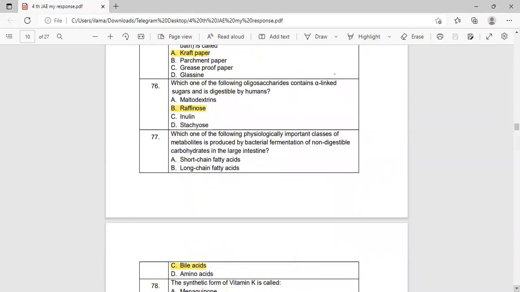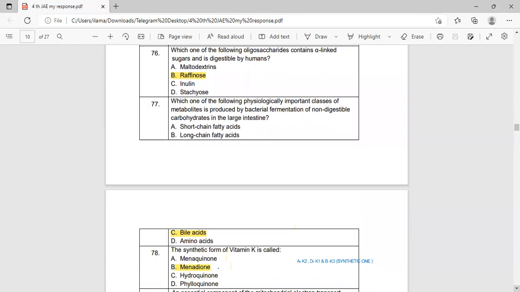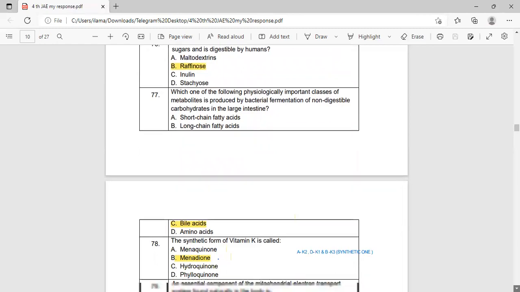Next, which of the following physiologically important class of metabolites produced by the bacterial fermentation of non-digestible carbohydrates in the intestine is bile acid. Next one, the synthetic form of vitamin K is known as menadione. Here, menaquinone is known as K2, and then phylloquinone is known as K1, and then menadione is known as K3.